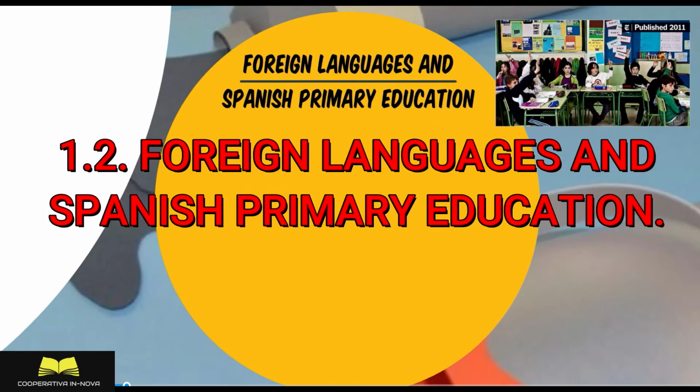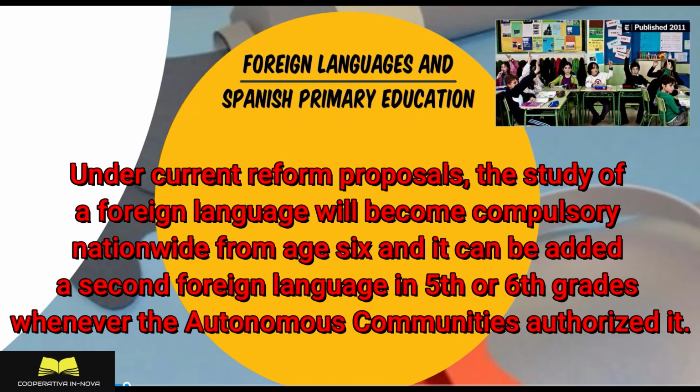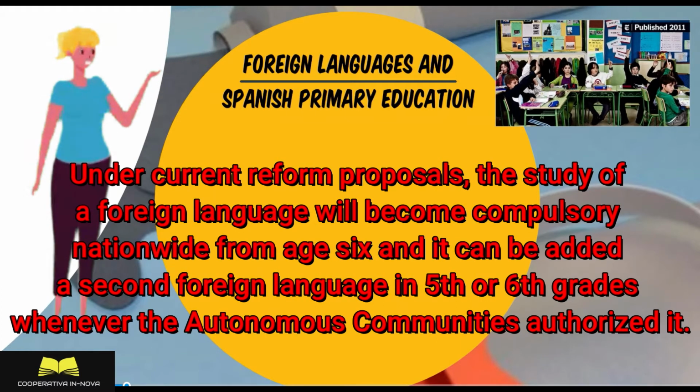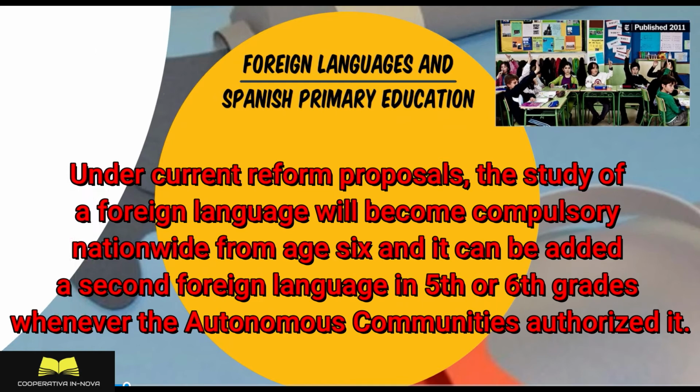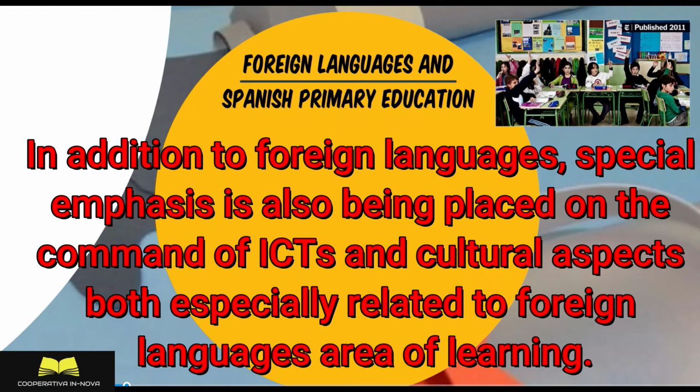1.2 Foreign languages and Spanish primary education. Under current reform proposals, the study of a foreign language will become compulsory nationwide from age 6, and a second foreign language can be added in 5th or 6th grades whenever the autonomous communities authorize it. In addition to foreign languages, special emphasis is also being placed on the command of ICTs and cultural aspects, both especially related to the foreign languages area of learning.